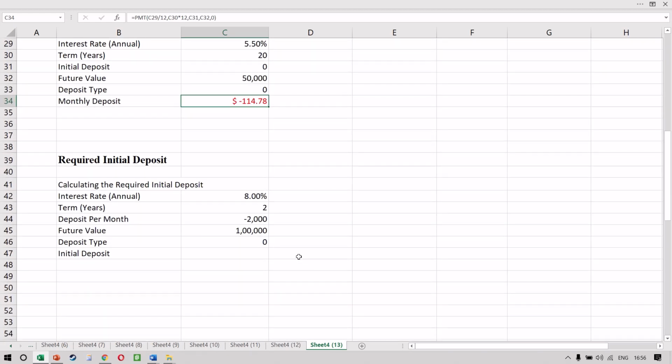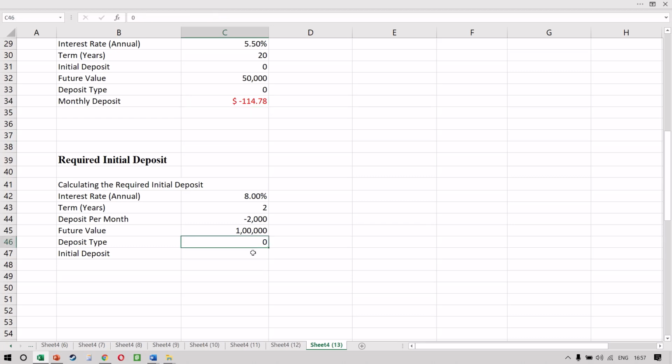And finally, we want to find out the required initial deposit. Now this means that we are using the PV function to find the initial deposit required for the future value target, which means we have the goal, we know the deposit amount per period and the interest rate, which are all known, and we want to find out what is the initial deposit that is required.